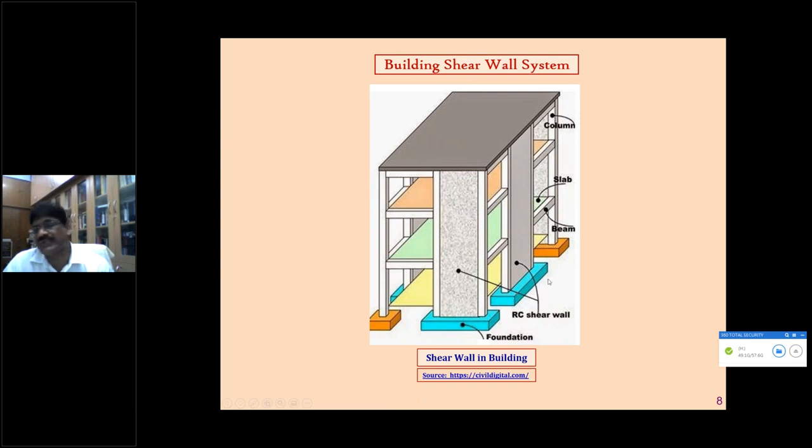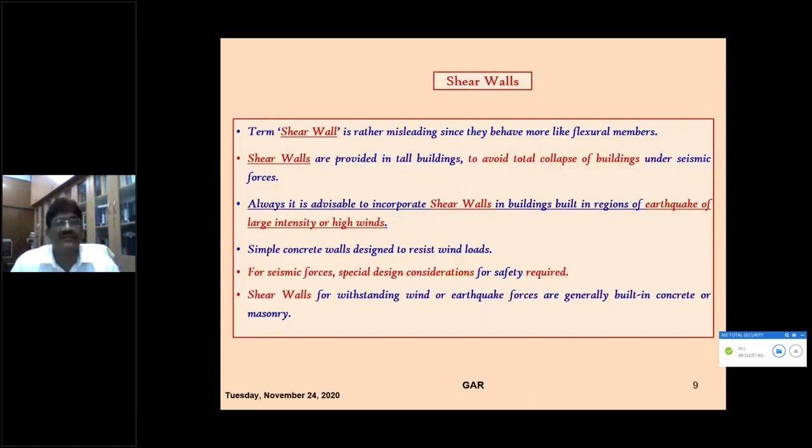The structural wall has to be again connected to the ground. We should have a very stiff element foundation here. This is the RC shear wall, and this is the foundation. So this should be in the vertical direction. The whole purpose is, if the building is pushed to one direction, the wall should withstand the pushing action. So therefore, the walls in the building are meant for withstanding any horizontal force coming from wind, earthquake, and blast.